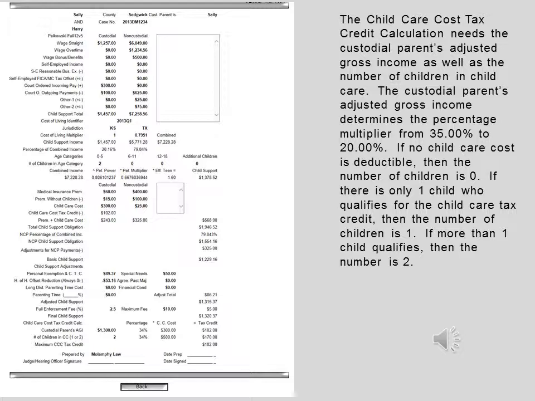The child care cost tax credit calculation needs the custodial parent's adjusted gross income as well as the number of children in child care. The custodial parent's adjusted gross income determines the percentage multiplier from 35% to 20%. If no child care cost is deductible, then the number of children is 0. If there is only one child who qualifies for the child care tax credit, then the number of children is 1. If more than one child qualifies, then the number is 2.